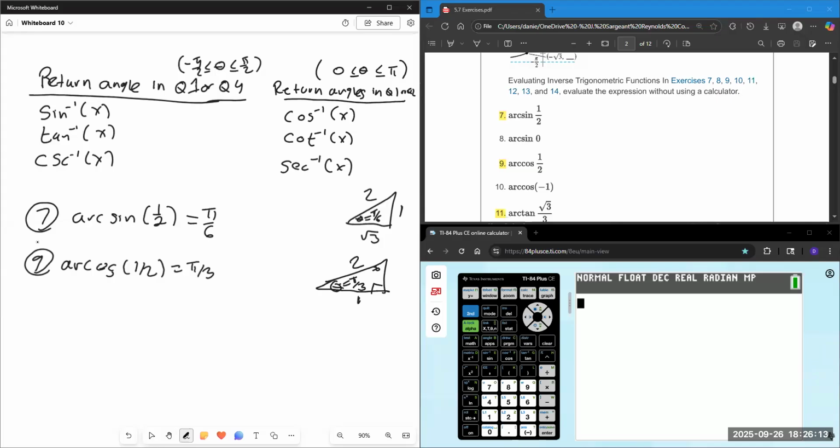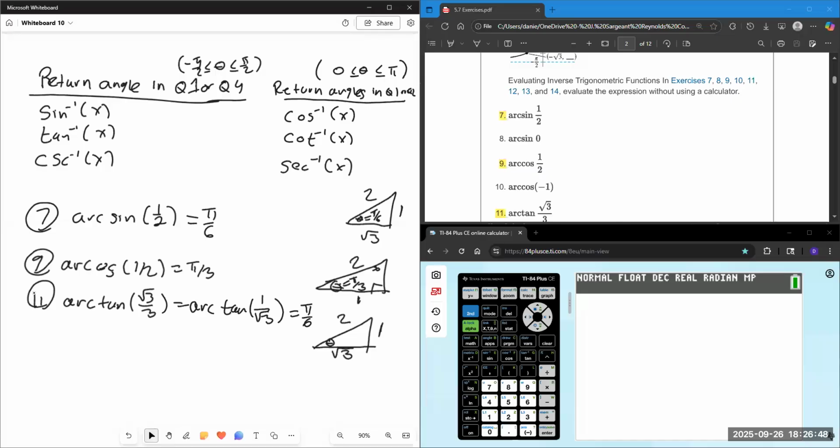Let's look now at number 11. Number 11 says arctangent of √3 over 3, or arctangent of 1 over √3 would be equivalent. So that's a positive value. I'm in quadrant 1. Tangent is opposite over adjacent. So I have a 30, 60, 90 right triangle. My theta there that has that tangent value is going to be pi over 6.